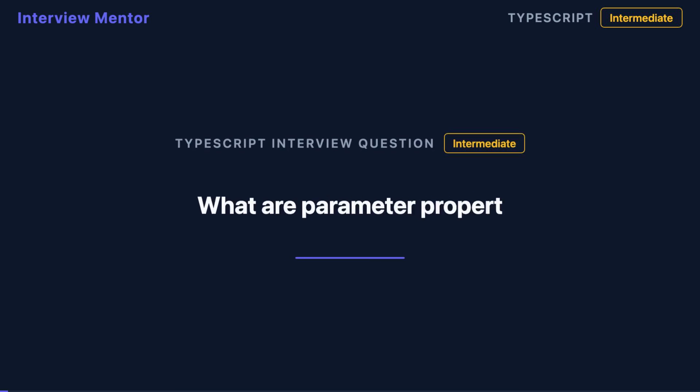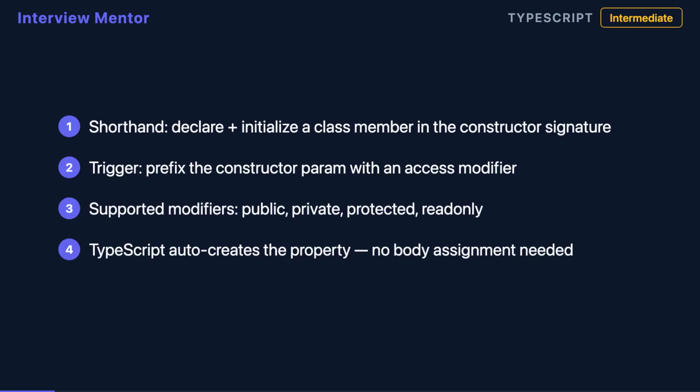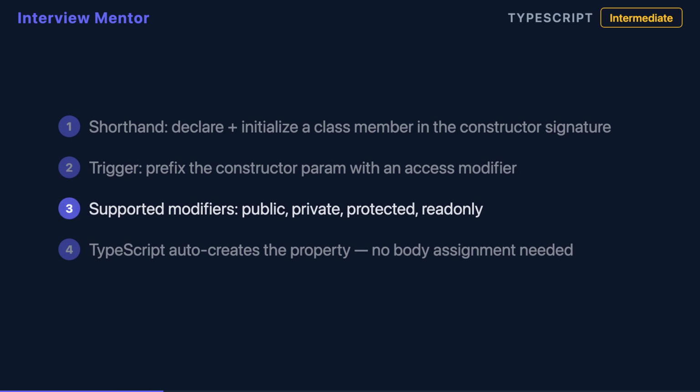Writing a class property name 3 separate times just to initialize it. TypeScript has a fix for that. Parameter properties let you declare and initialize a class member directly in the constructor signature. The key is adding an access modifier to the parameter: public, private, protected, or read-only. When TypeScript sees that modifier, it automatically creates the corresponding class property and assigns the incoming value.